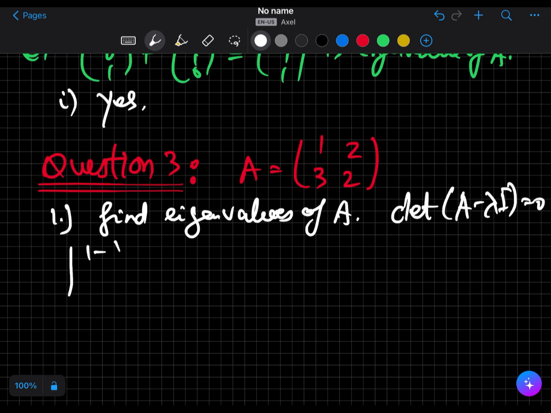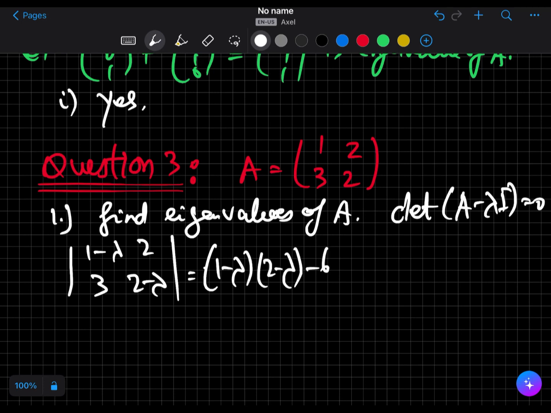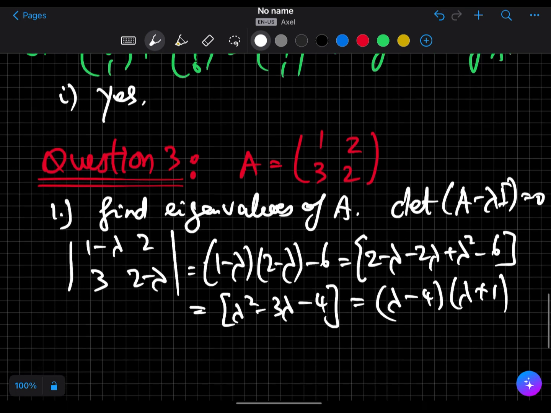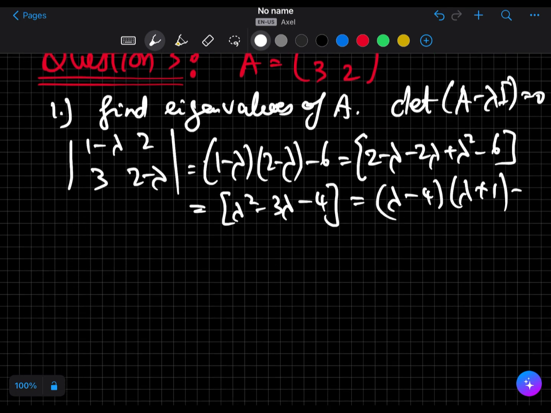So to do this, we have the determinant of 1 minus lambda, 3, 2, 2 minus lambda, which equals 1 minus lambda times 2 minus lambda minus 6. So this will give me 2 minus lambda minus 2 lambda plus lambda square minus 6, which equals lambda square minus 3 lambda minus 4. I can factorize this, right? So that equals 0. From here, I have that lambda is minus 4 and lambda is 1.